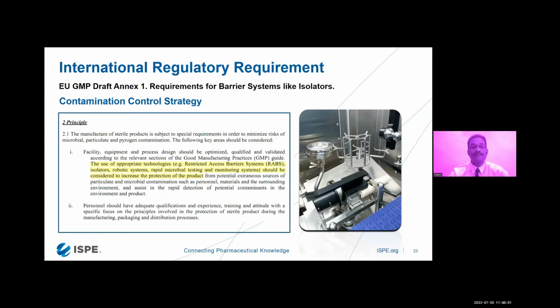Okay. Of course, yes. 77% of the audience have given SS316L, and that is right. So when you have the inner chamber of the isolator or the inner chamber of the RABS, it is SS316L, that is the material that has been used. So okay, we move on.